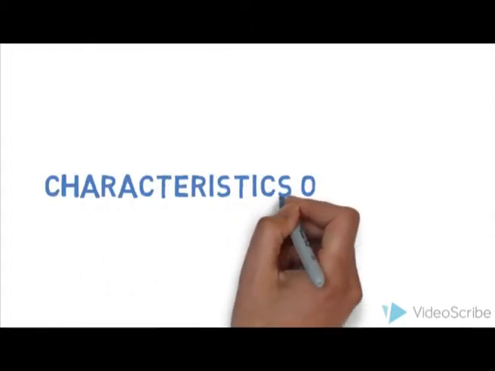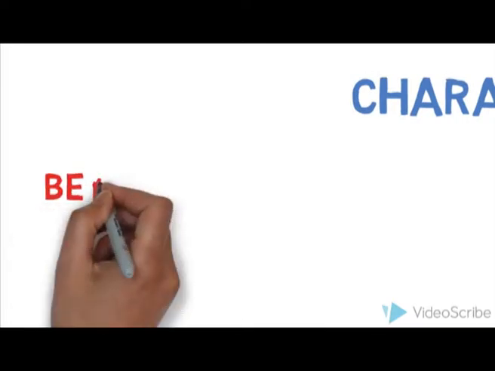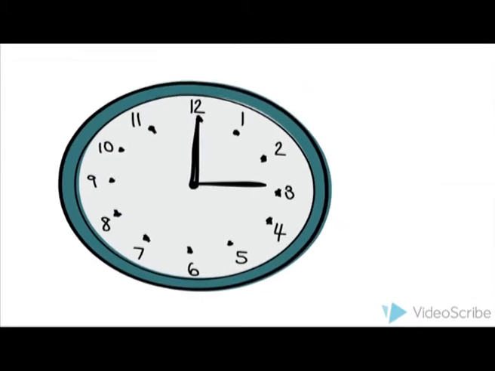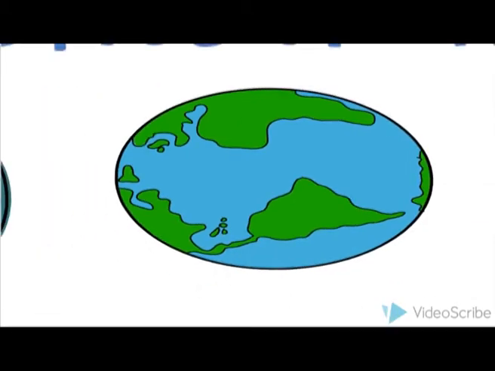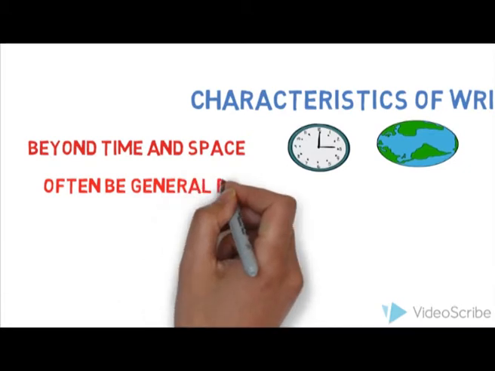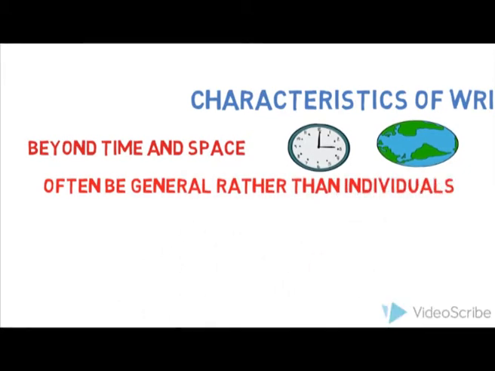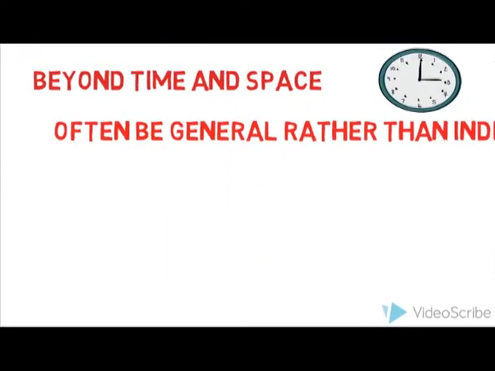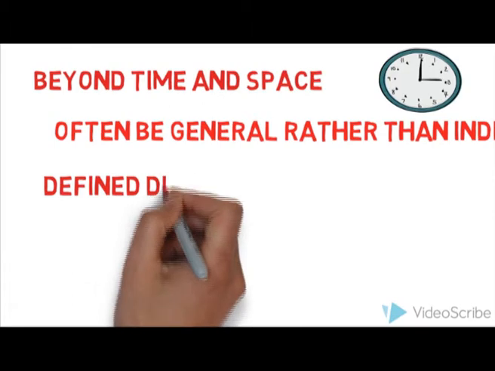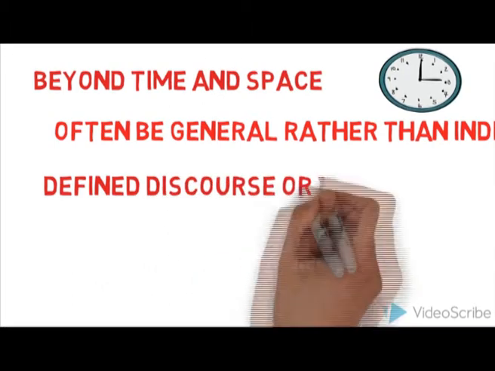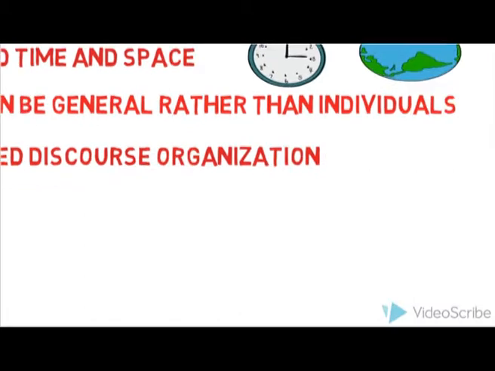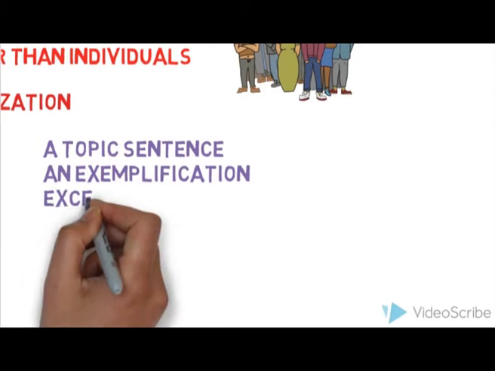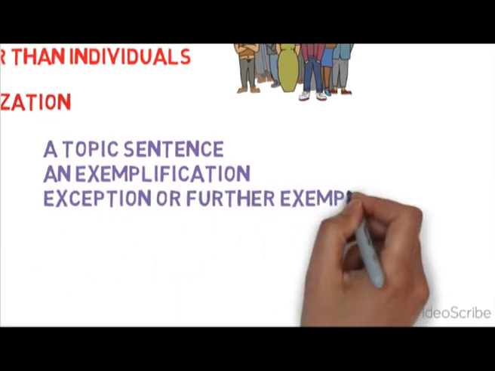Now let's continue with the characteristics of writing. Writing goes beyond time and space. Participants may often be general rather than individuals you can see face to face. Also, a lot of writing follows a defined discourse organization. For example, a typical English paragraph includes a topic sentence, an example, exceptions or further examples, and a conclusion.